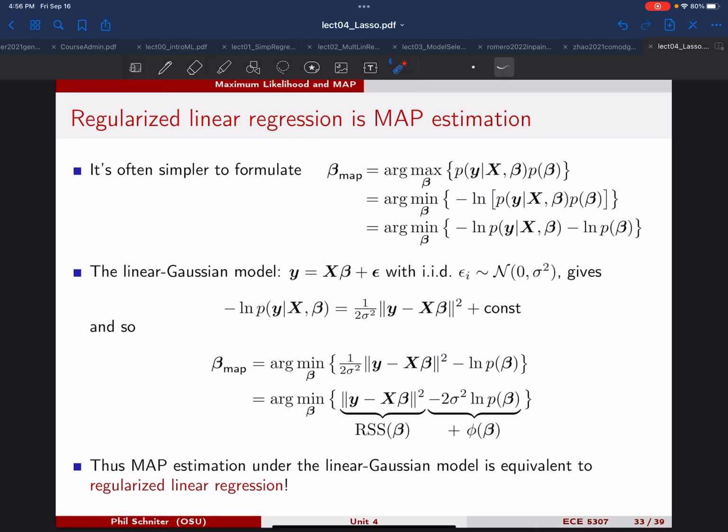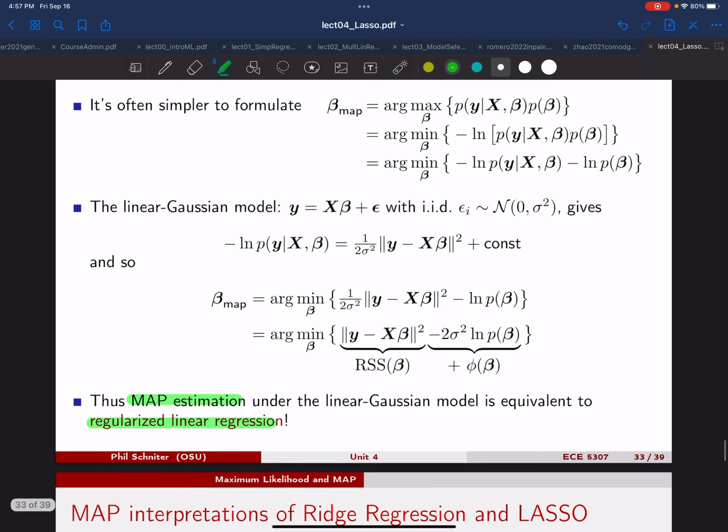Okay, so anytime you have regularization plus RSS, you can explain it as saying, well, you must have assumed linear Gaussian likelihood, and you must have assumed some probability distribution for which you get this log and this scale factor. The scale factor is determined by how much noise you have in your targets. Okay, so this MAP is a way of explaining regularized linear regression. Let's be even more specific.